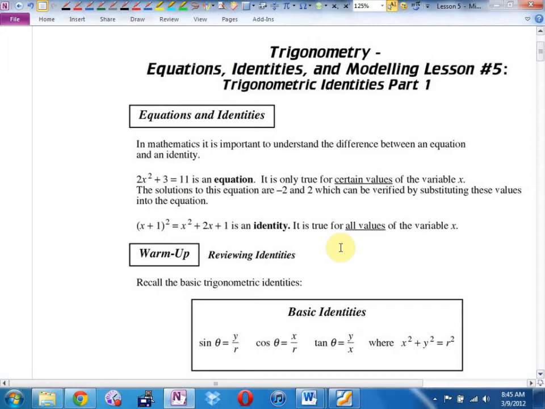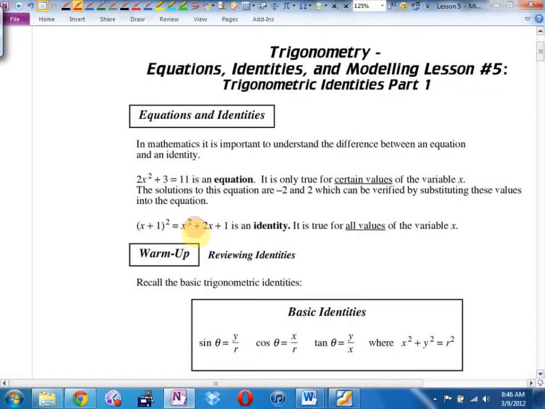First, I got to give you a bit of a definition. In mathematics, it's important to understand the difference between an equation and an identity. This is an equation. The reason it's an equation is it's only true for certain values of x. The only x's that work in here are -2 and +2. Nothing else does. It's not an equation because there's an equal sign. It's an equation because there are only a few limited select values that work.